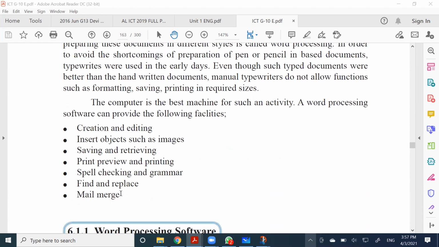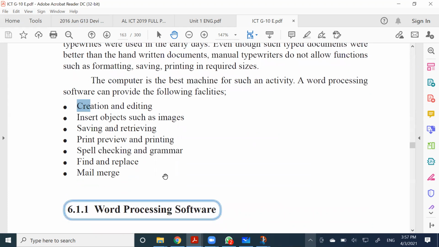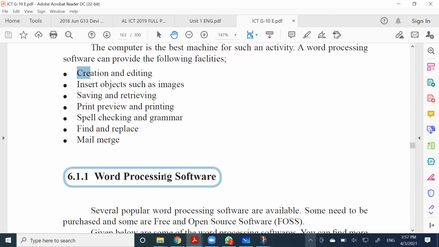Yeah, so these are some benefits or facilities given by word processing software: creation and editing, inserting objects such as images, saving and retrieving, print preview. I'll show you what print preview is. The spell checking and grammar, which is a very beneficial thing, right? Find and replace, mail merge. It's a different concept when it comes to mail merge. I'll show you how it works, right? So those are the benefits given by word processing software, right?